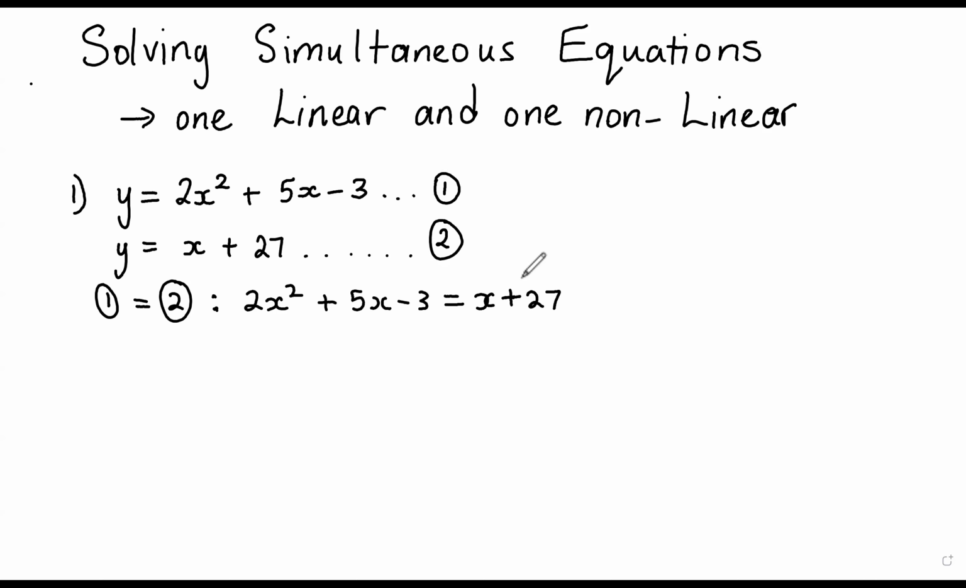So most times, if you have it like this, where y is equal to something, and then y is equal to something for both equations, you can equate the equations. Because if they're both equal to y, it means they're both equal to each other, right? So that's the first step. We equate equation 1 and 2 simply by writing out what equation 1 is, 2x squared plus 5x minus 3 equal to x plus 27, because they're both equal to y.